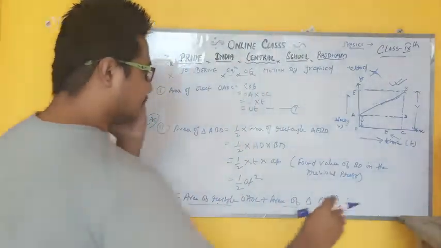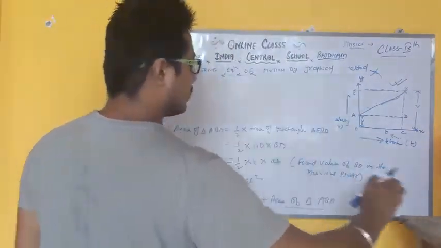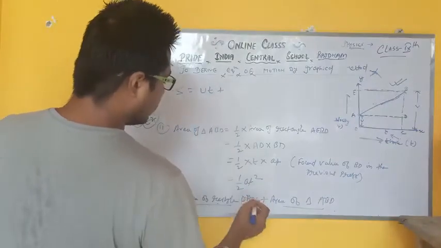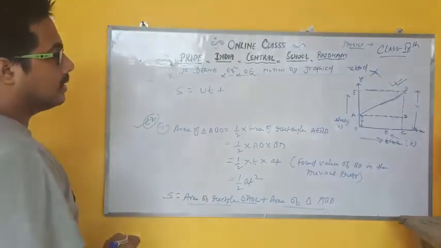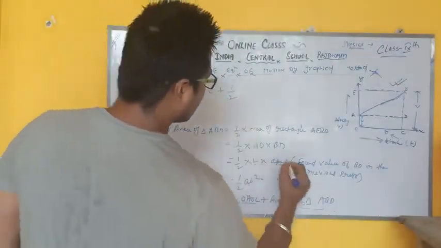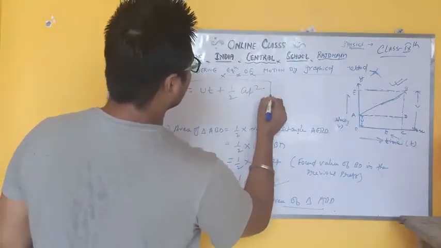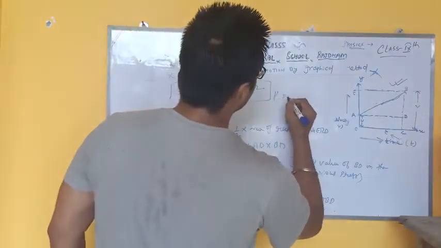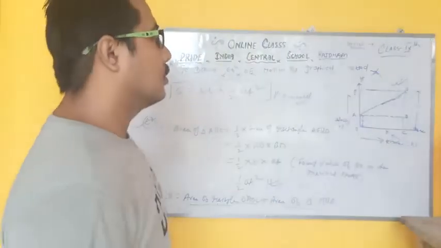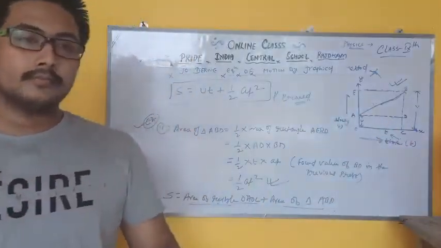So we will put both these values here. What will we get? S is equal to UT, the area of rectangle OADC, plus this becomes half AT square, and hence this is proved. So now we will go on to prove the third equation of motion, that is V square is equal to U square plus 2AS.